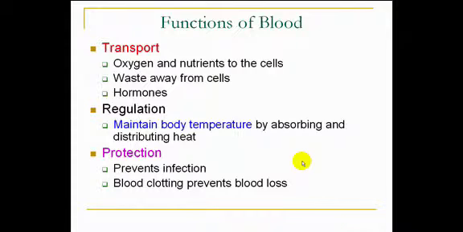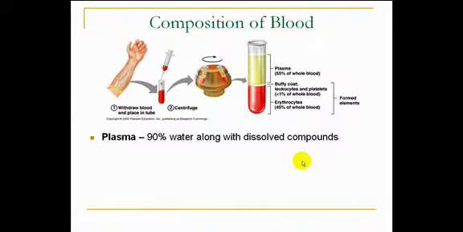Why is it important not to lose blood? Well, if you lose too much blood, your blood pressure will drop, and then certain organs will not be getting enough blood, obviously. Also, your kidneys can shut down because they need blood pressure to filter out the waste in your blood. Alright, so let's look at what blood is made out of.